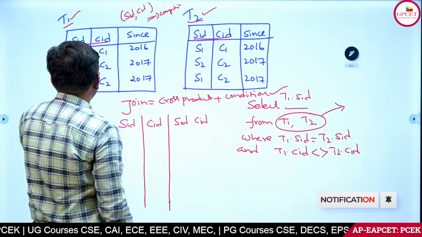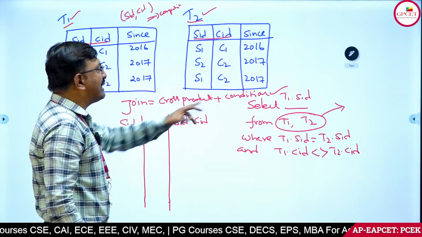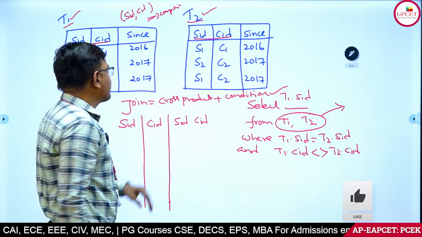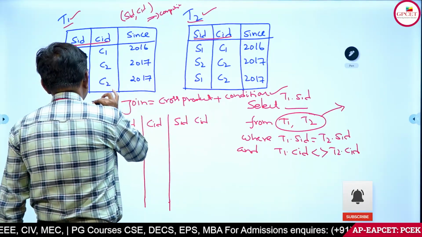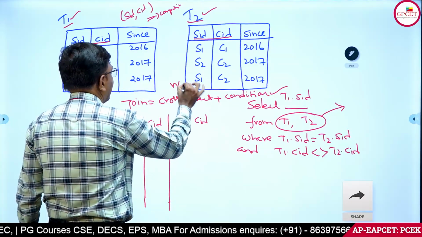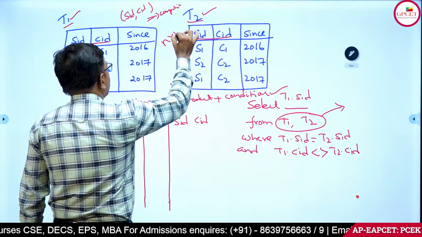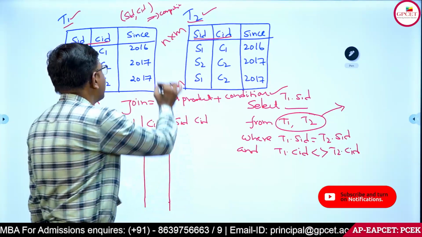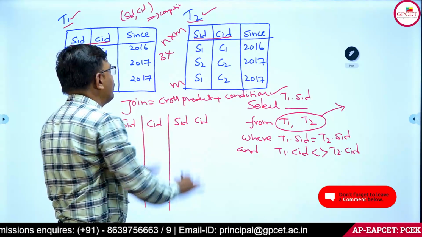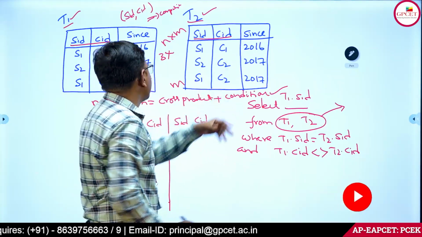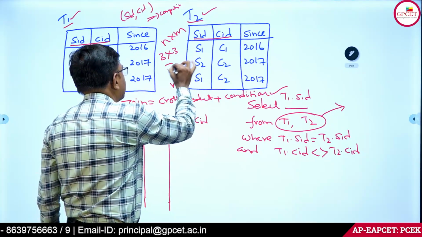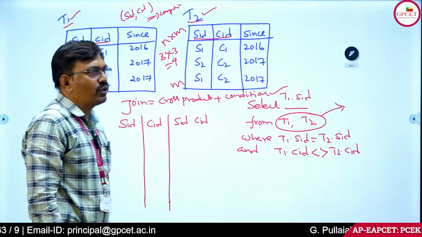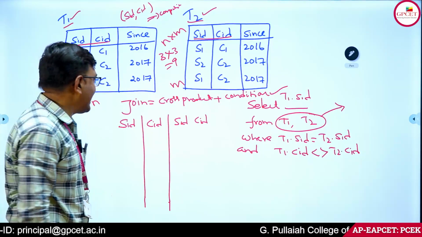Observe here, what is the first one? S1 C1 multiplied by 3 times. Why? Because of the cross product. Here this is N and this is M, so what is N cross M? N has how many tuples? 1, 2, 3, that is 3 tuples. M has how many tuples? 1, 2, 3. That is 3 by 3, that is 9 tuples. We get 9 rows. That is the cross product.